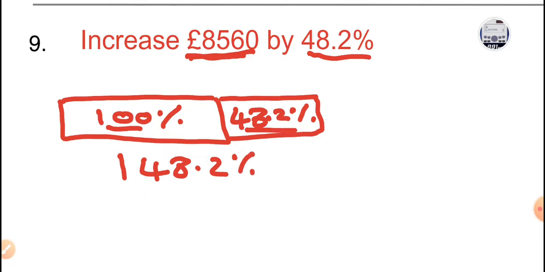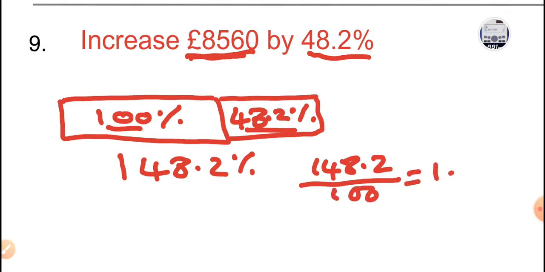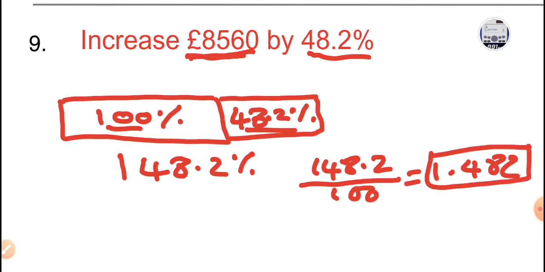When you add the 100 to 48.2, you'll get 148.2%. And we also know to get from percentage to decimal, you have to divide by 100. So if we do 148.2 divided by 100, we'll get the answer is 1.482. So this is our decimal multiplier.